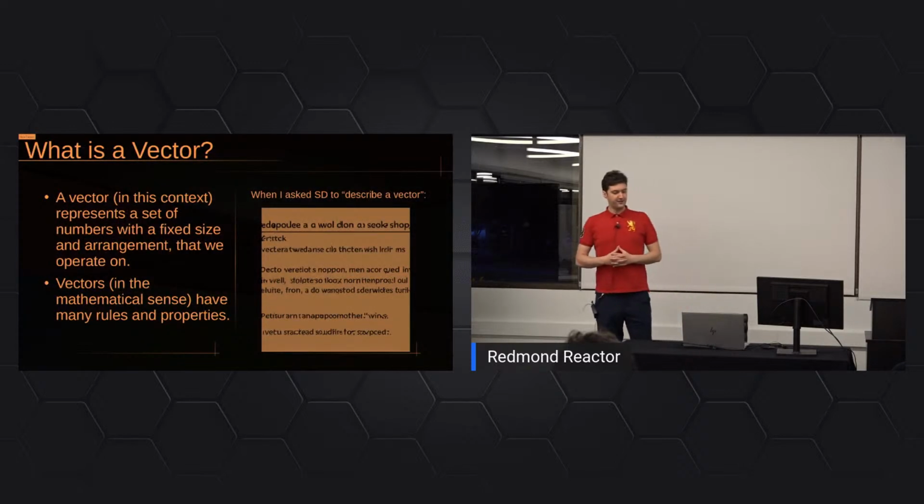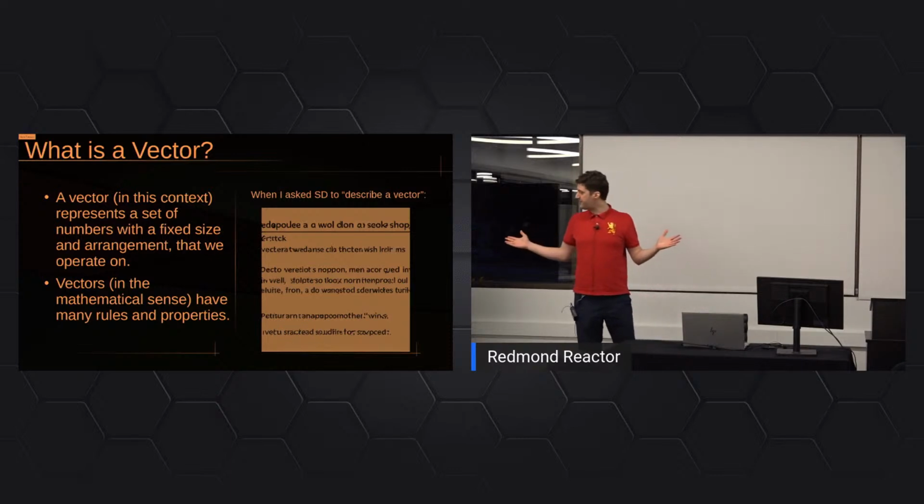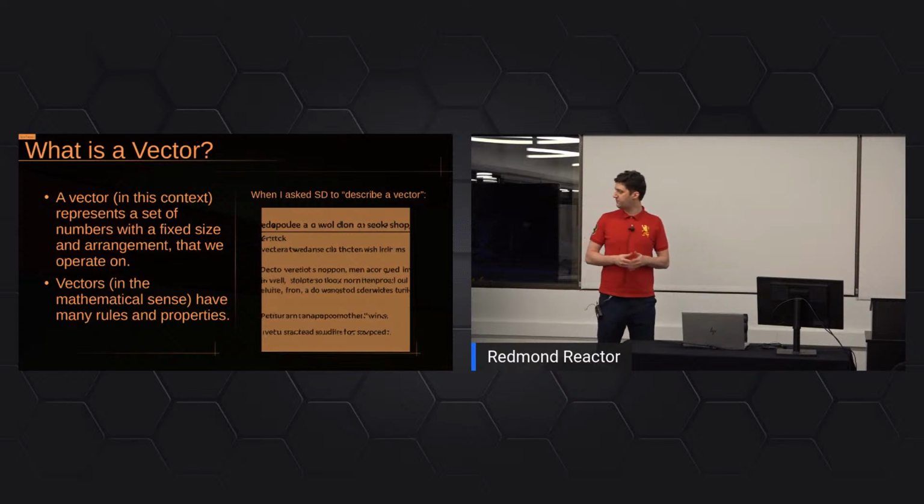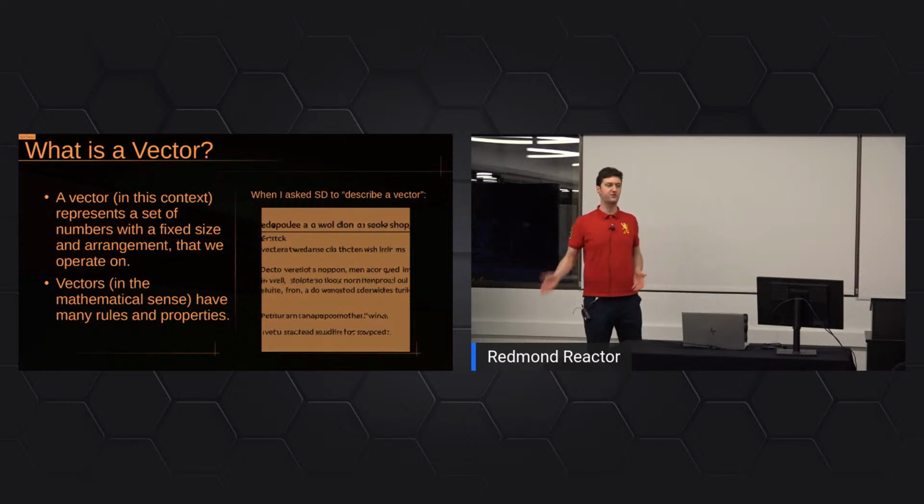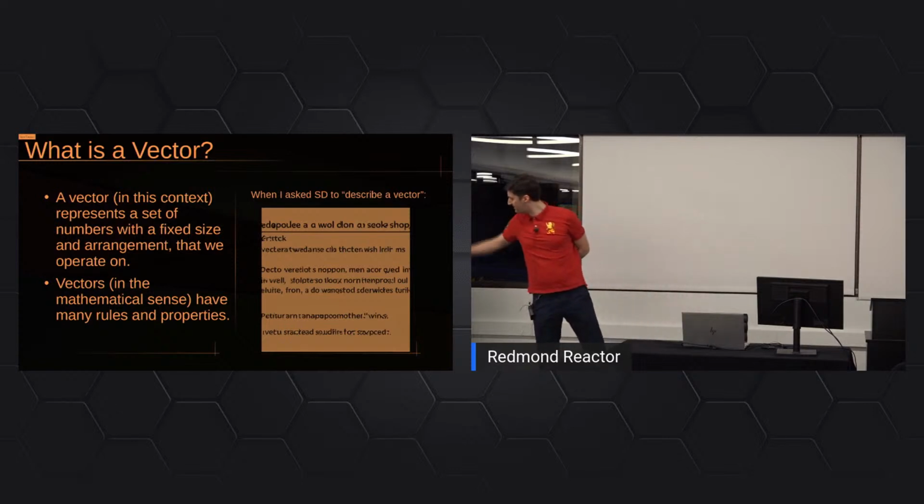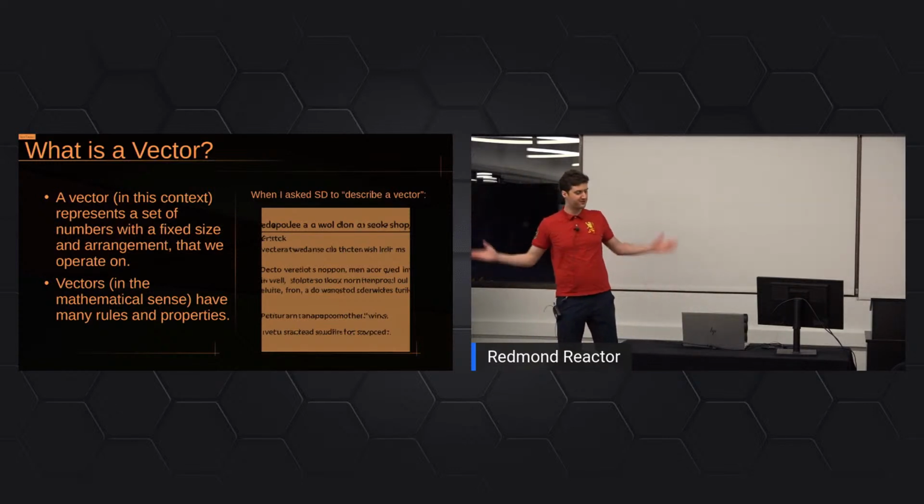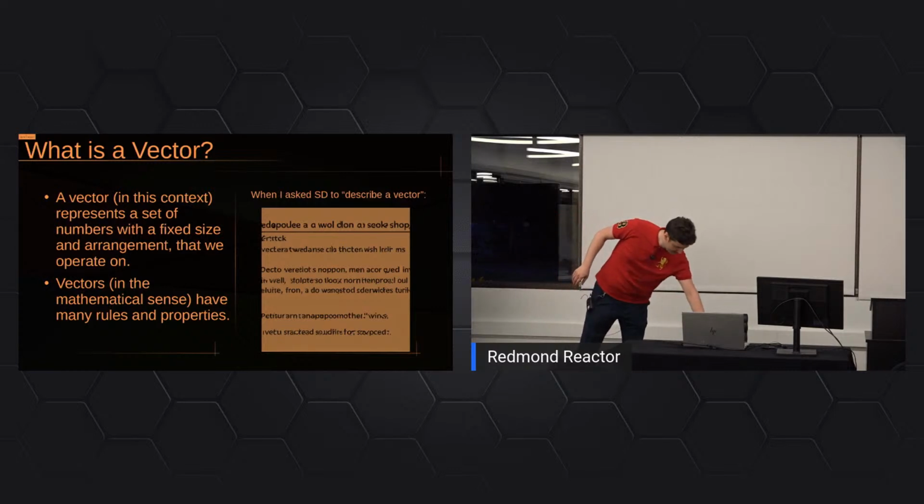And then a vector. I assume a lot of people will know this, but vector is very important to mathematics. In this context, we just mean a set of numbers with a fixed size that we're operating on with the neural network or with various things. And this is an image that I created by asking Stable Diffusion to describe a vector. So just a short little example of that.